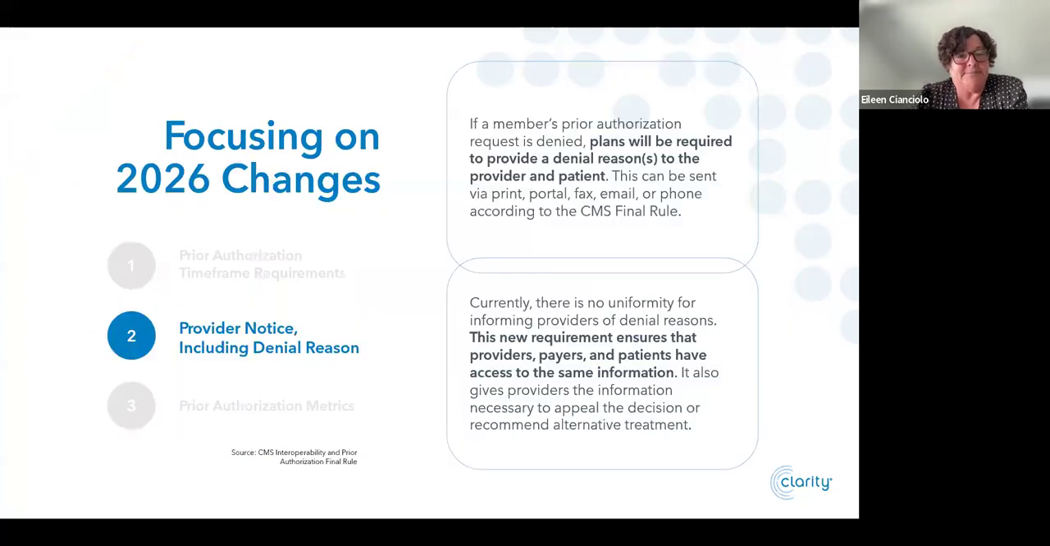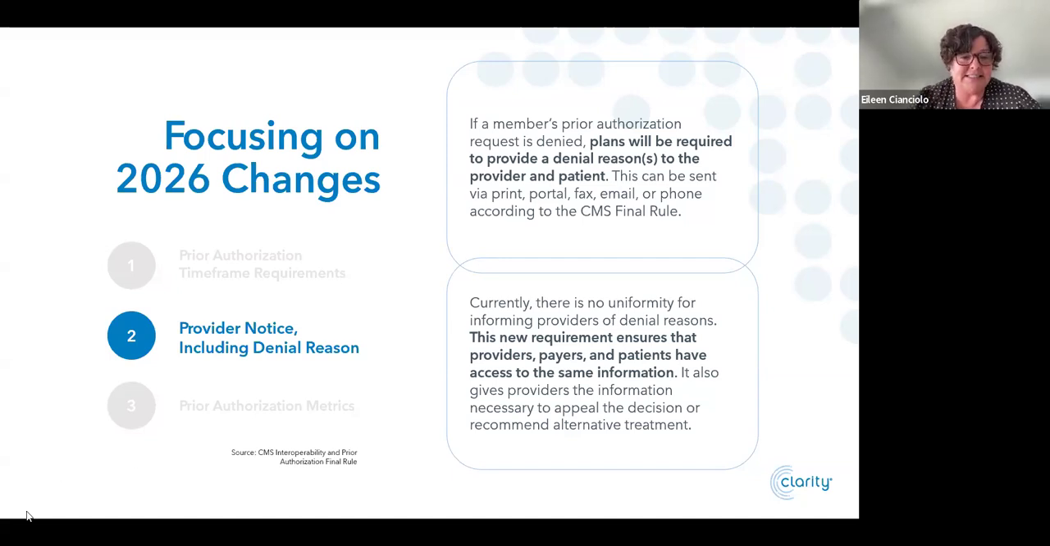Okay. So if we go on to the next slide, changes as far as provider notice, including denial reasons. This is coming in 2026. If a member's prior authorization request is denied, plans will be required to provide a denial reason or reasons to both the provider and the patient. That can be done via print, portal, fax, email, or phone, according to the CMS final rule. Currently, there's no uniformity for informing providers of denial reasons. This new requirement ensures that providers, payers, and patients have access to the same information, and it gives providers the information necessary to appeal and recommend an alternative. So that's change number 2 that's coming, around provider notification and patient notification.